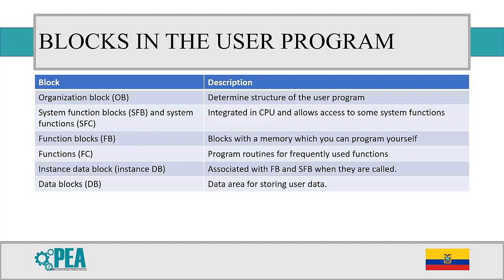Finally, we have the data blocks. The data blocks are data areas for storing user data. These are useful for parts of the process that are repeated and have similar variables. For example, if you have two motors, both of them will have, maybe, a rated speed. They will also have a temperature. They will have the time that they have been running, and all this data can be stored in a data block.